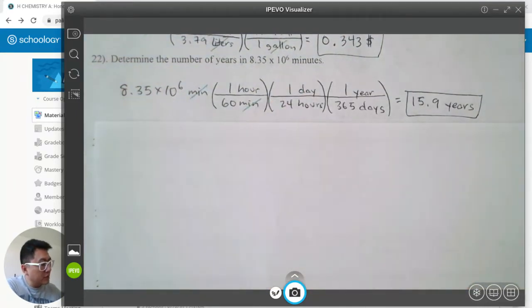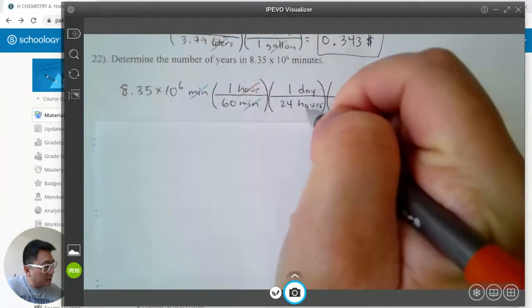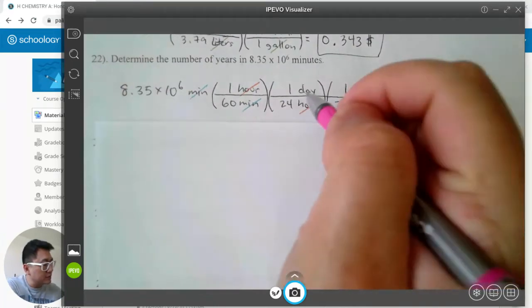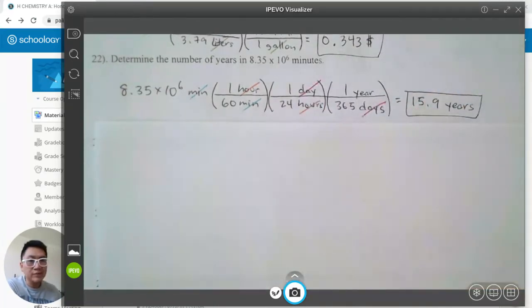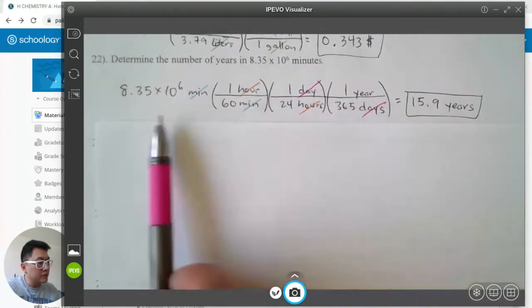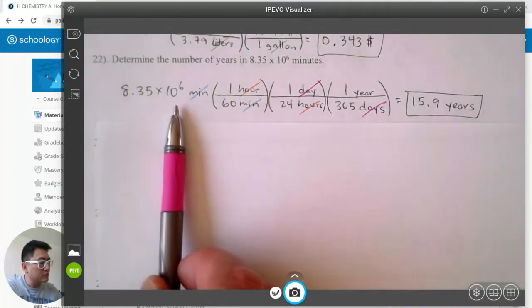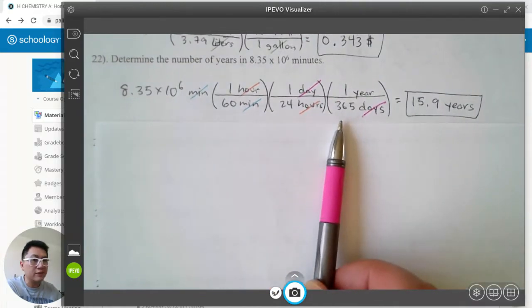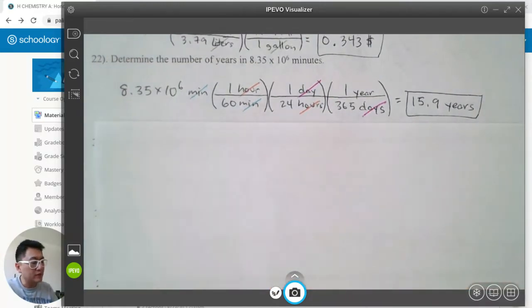Change hours into days, there are 24 hours in a day. Now hours and hours cancel. Next thing, change days into years. There are 365 days in a year, days cancel. So the only thing that's left is the unit of years. It'll be 8.35 times 10 to the 6 divided by 60, divided by 24, divided by 365. I got 15.9.